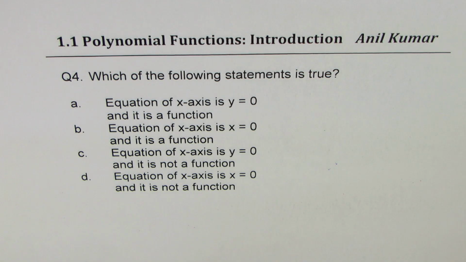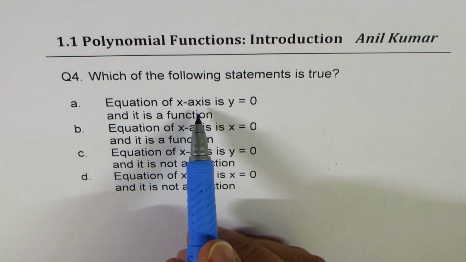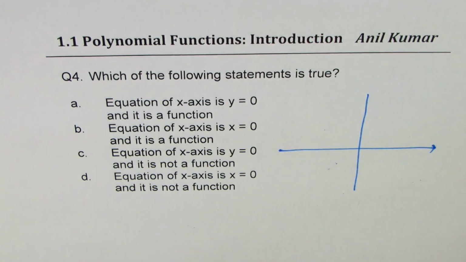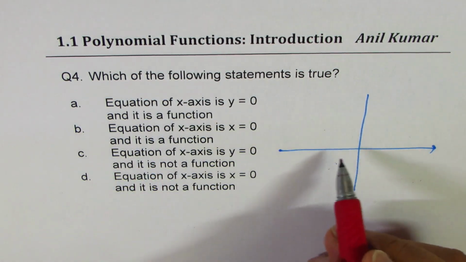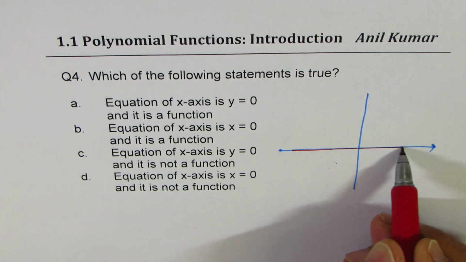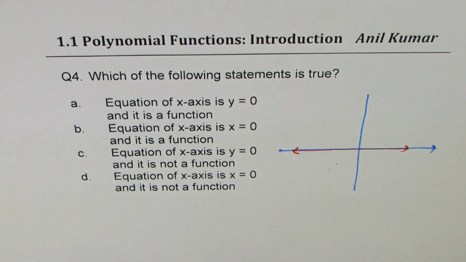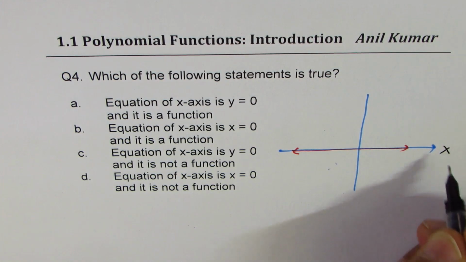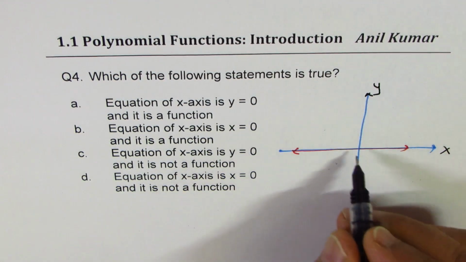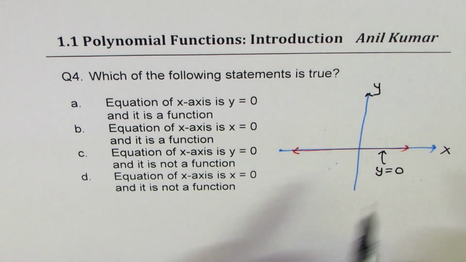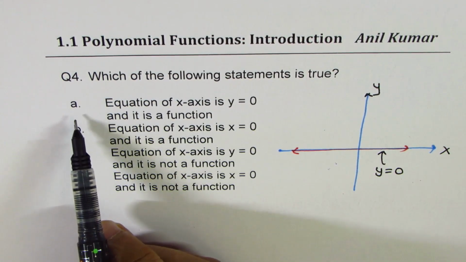Question number 4. Which of the following statements is true? Now we're talking about equation of x-axis. So let me show you what is x-axis. So when I say equation of x-axis, we are saying this is x-axis, correct? Now here y value is 0. Perfect? So this is x-axis and that is y-axis. So along this point, y equals 0. So now let's look into the options.